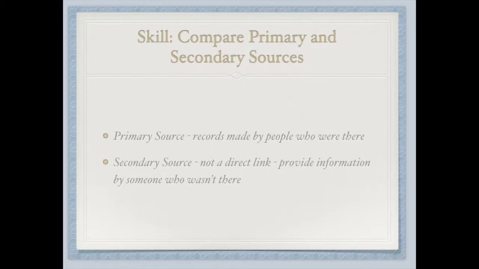And lastly, and this is what our activity is going to be about, is the skill where we compare primary and secondary sources. So I'll explain more in person, but a primary source is records made by people who were there, and a secondary source is not a direct link, but instead it provides information by someone who wasn't there. Okay, so that's my summary of this chapter, and stay tuned for our activity, and make sure you pay attention for the quiz.